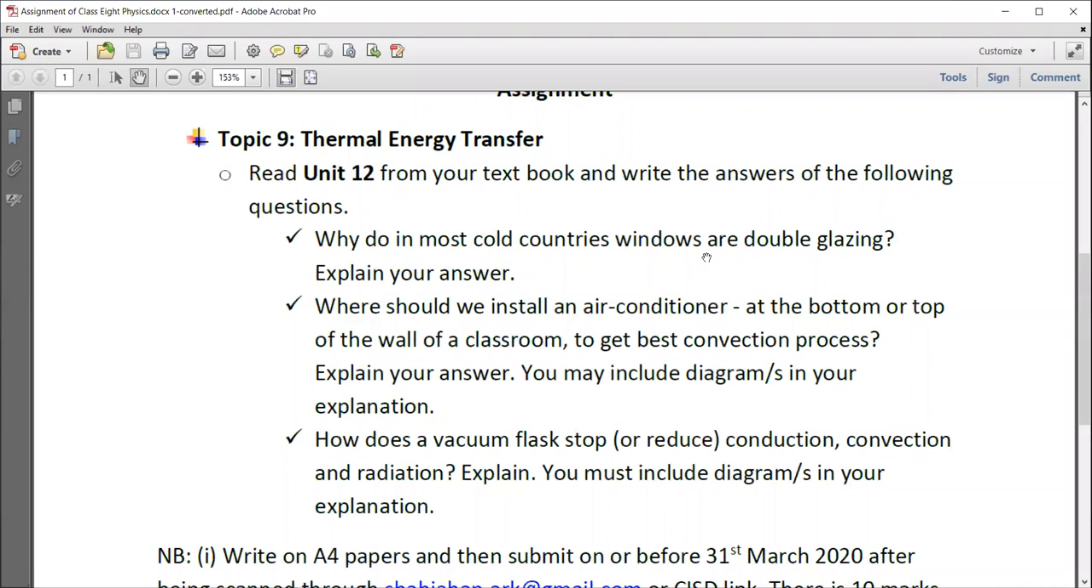And even woolen cloths, we have air, trapped air holes, right? So this trapped air is working as an insulator, and it stops the heat loss by conduction to the surrounding area. That's the idea. Okay, everyone, you are clear about this, who are present today?